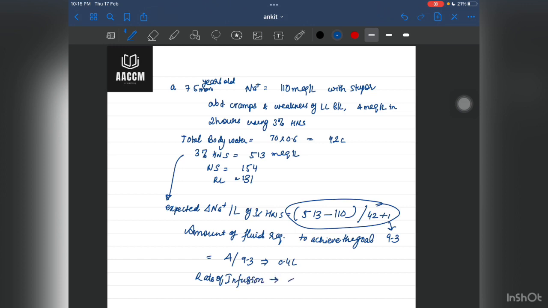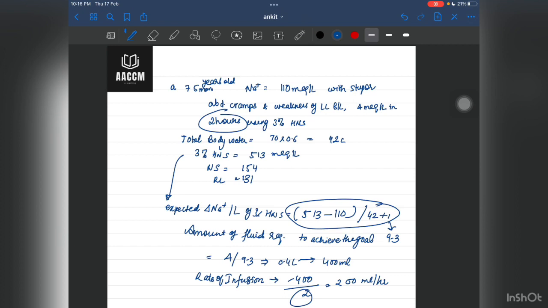Okay, so now what is the rate of infusion? This is 0.4 liters, which is 400 ml, right? 400 upon 2, that is 200 ml per hour. This 2 comes from here, right? This is how we correct the sodium in case of hyponatremia.